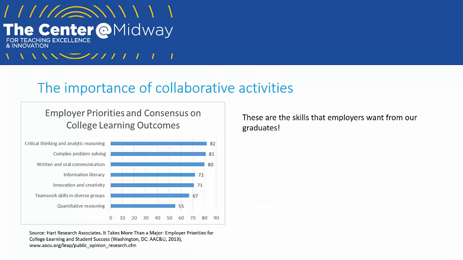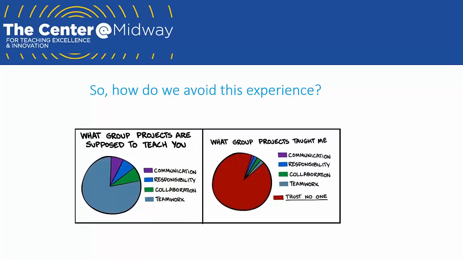What's the importance of teaching students all of those skills? According to Hart Research Associates, these are the skills that employers want from our graduates. Pretty much everything I mentioned on that last slide: critical thinking and analytical reasoning, complex problem solving, written and oral communication, information literacy, innovation and creativity, teamwork skills in diverse groups, and quantitative reasoning. So if these are the things that we are teaching our students, we are definitely preparing them for the workforce. So how can we avoid this red experience of trust no one?